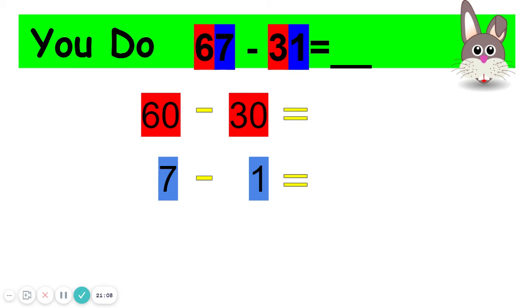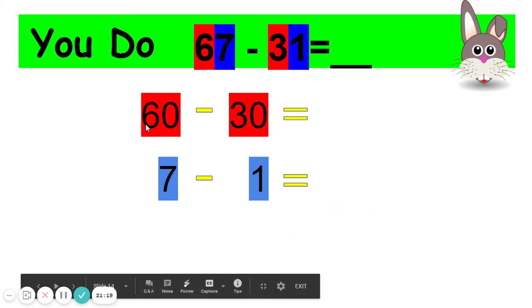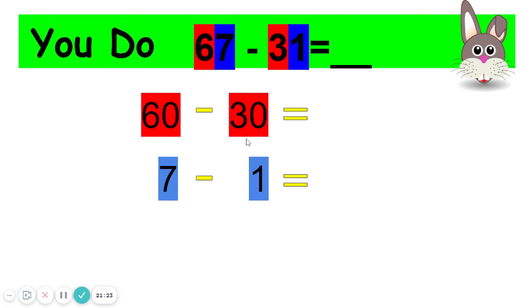What did you do? If you said you subtracted the tens, high five! Woohoo! So let's do it. 60 minus 30. Did you get 30? How cool is that? 30 plus 30 is 60. It's a double fact, just like 6 minus 3 would be 3.